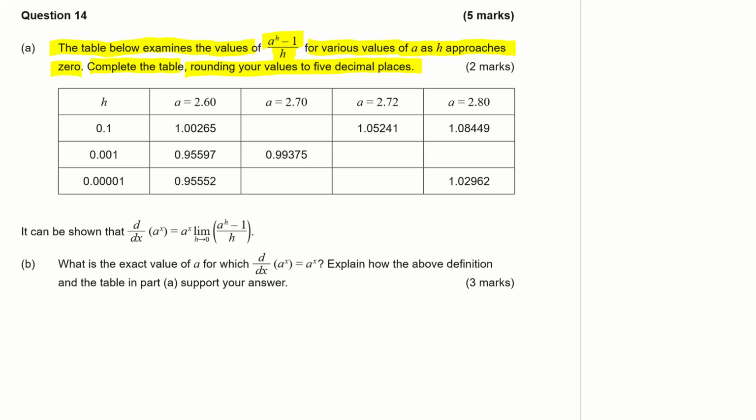Okay, so the first gap we have here, what do we got to do? We've got to do 2.70, that's our a value there, to the power of 0.1, which is the h value over here, and divide that by 0.1. If we do that, we get 1.04475.